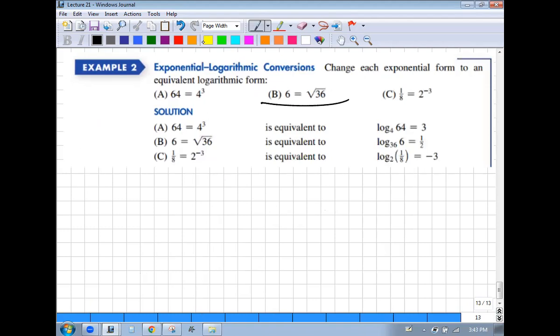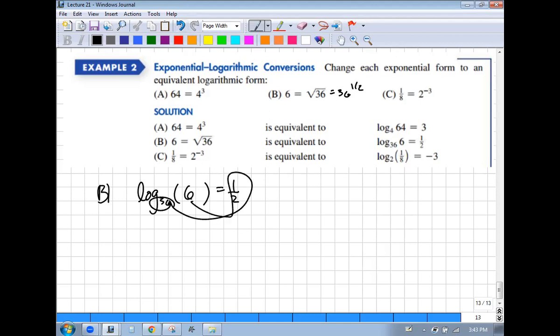So if I look at this, part B here, I see that 36 is my base, right? This is 36 to the 1/2. So since that's the base, I'm thinking they want something with 36 as a base. So they're saying log base 36 of 6 is a half? No. What do they want? Yeah. Because 36 to the 1/2 power is equal to 6.